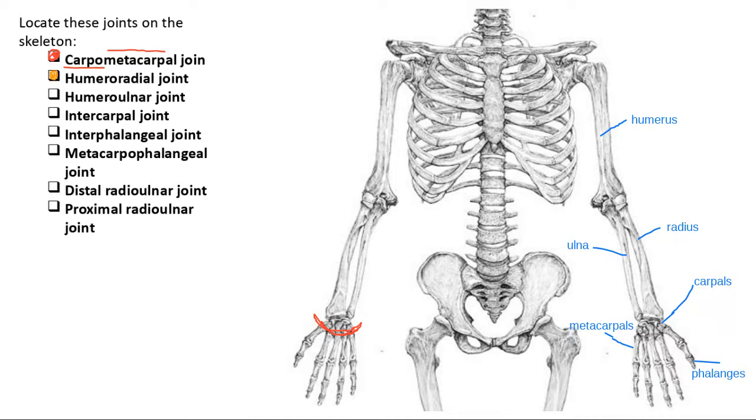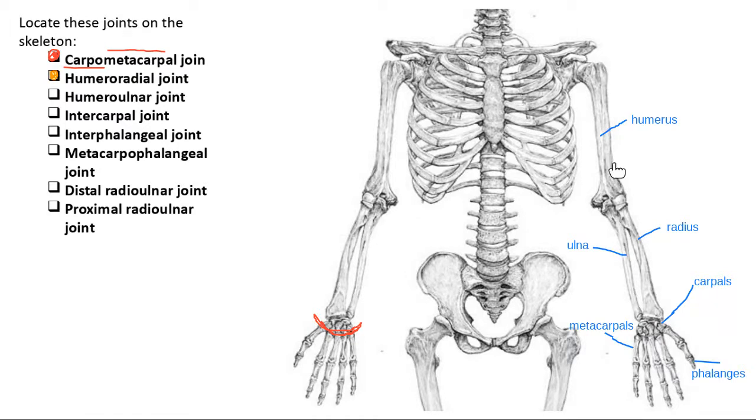Next joint that we have on our list here, humeroradial joint. Humeroradial joint. Help me out in the chat. What 2 bones am I going to find at the humeroradial joint? Yeah, I'm making you type a lot today, aren't I? So sorry. Humeral for the humerus, radial for the radius.